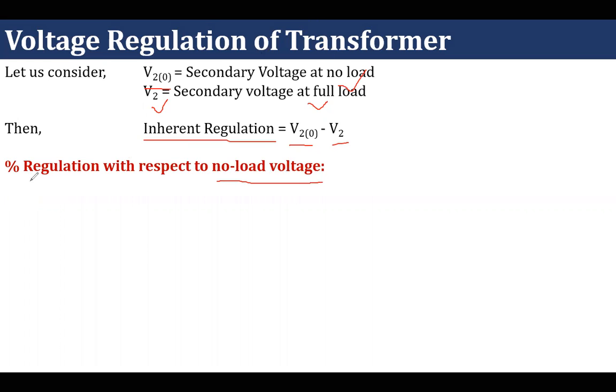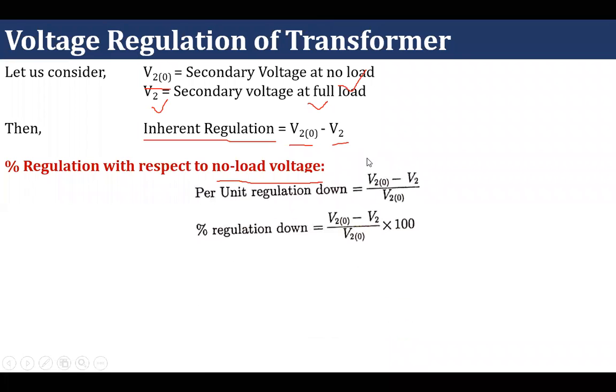So let us consider firstly the percentage regulation with respect to no load voltage. It is also known as regulation down. So percentage regulation down will be calculated as V20, that is no load voltage, minus full load voltage upon no load voltage. Because we are calculating regulation down, it means we are calculating with respect to no load voltage.